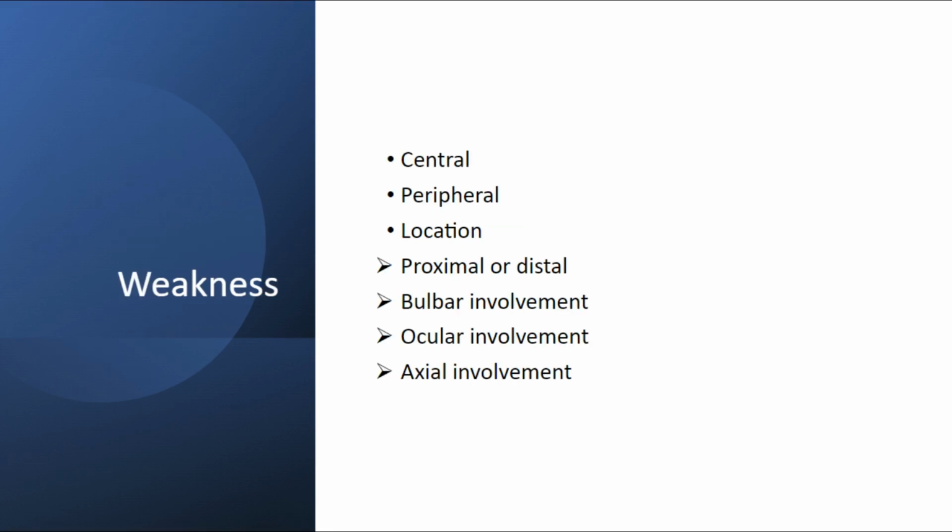When it comes to the weakness, which I already said, there are two most important questions in the neuromuscular clinic. One is about pain, and the second is about weakness. So we have to differentiate a central weakness from a peripheral weakness. I'm not getting into the details for the central, but for the peripheral, we have to see what part is involved. So the location is proximal or distal. Is there a bulbar involvement? Is there an ocular involvement? Or is there an axial involvement?